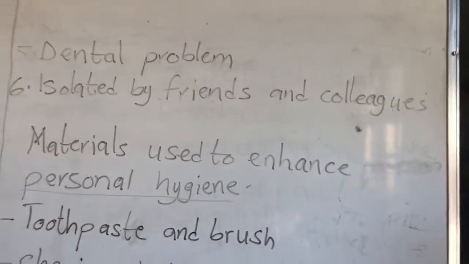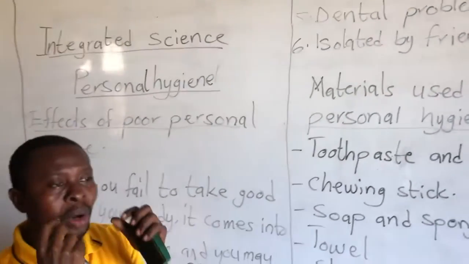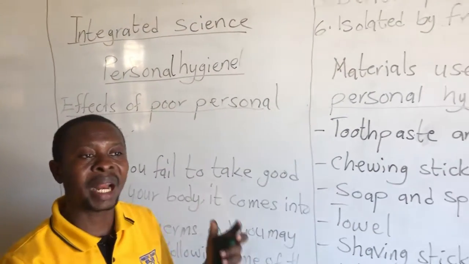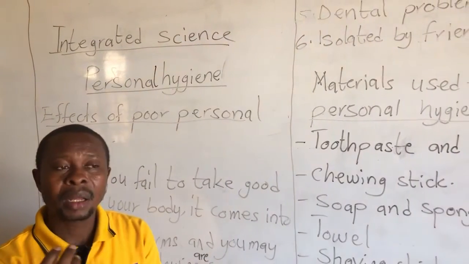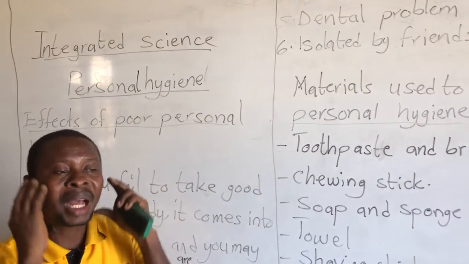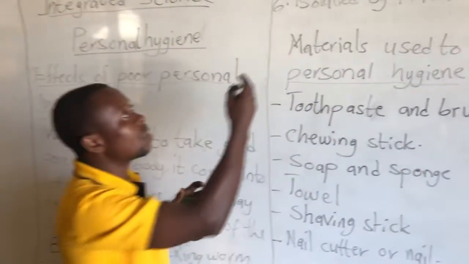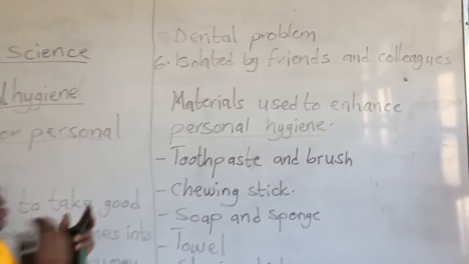Good. The next one is dental problems. If we don't practice good personal hygiene, we have dental problems. Our teeth begin to decay, and at times we have cavities. We begin to complain about our teeth, and at times our face will swell. So when we don't take good care of our teeth, we have a dental problem.